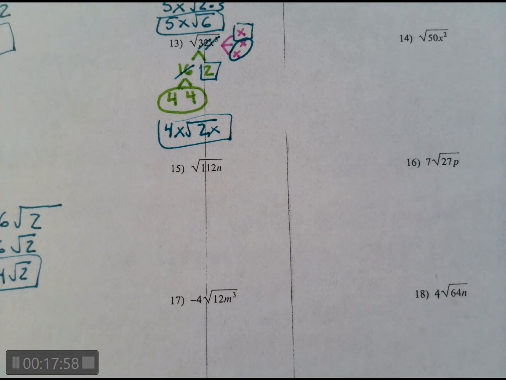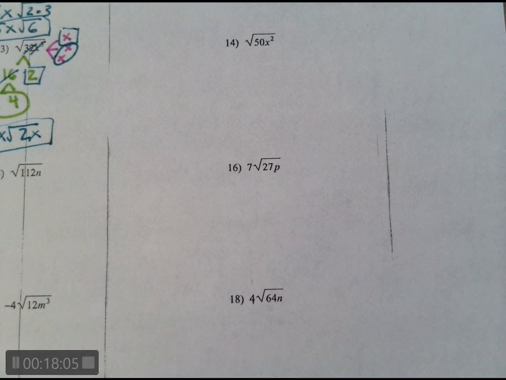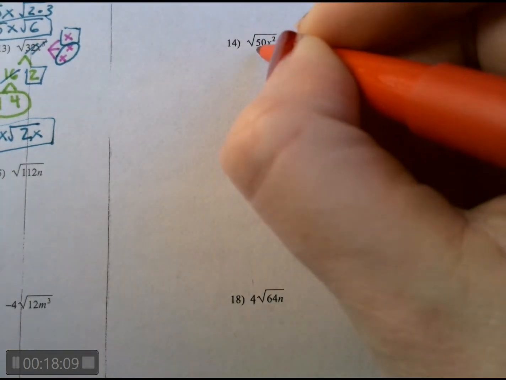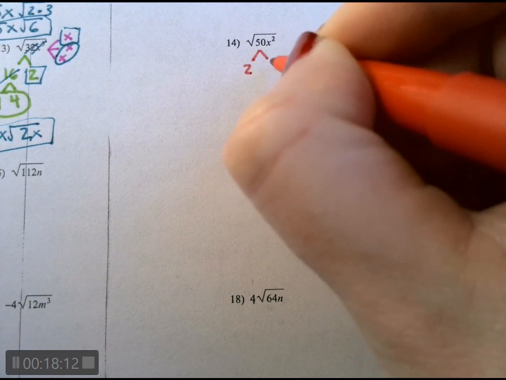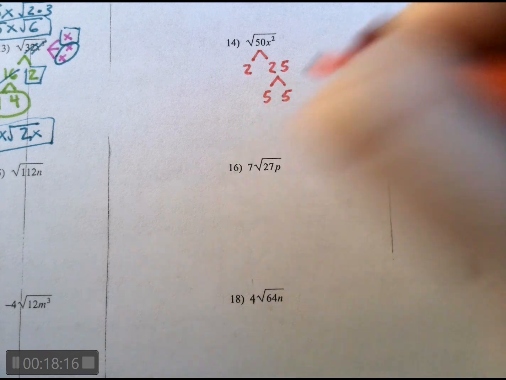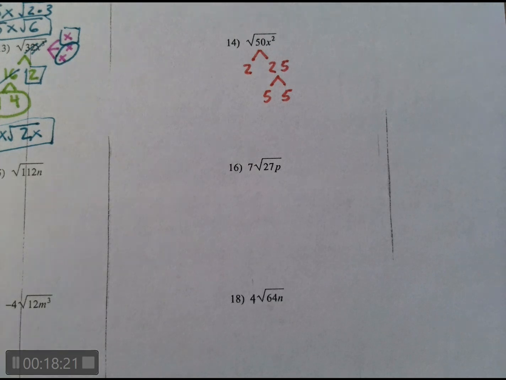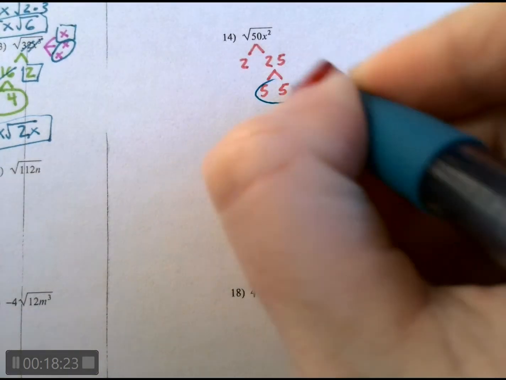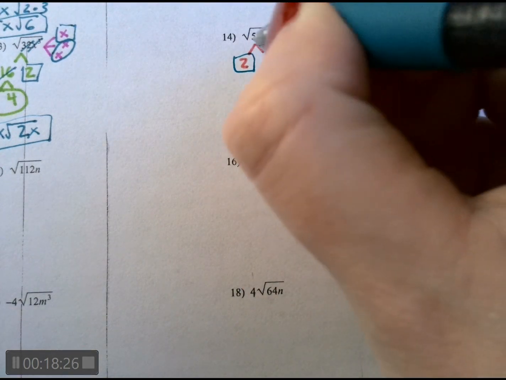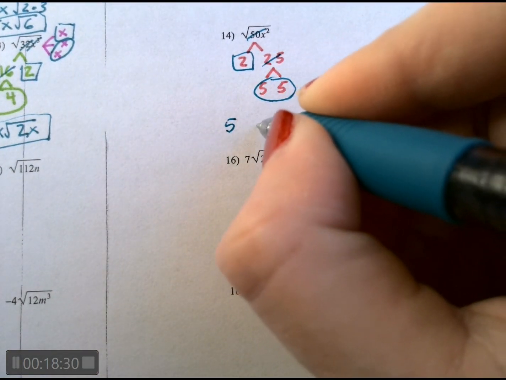Alright, let's try one more of these. Okay, we'll do 50x squared. So for 50x squared, find your pairs. Find your factors of 50, which are 2 and 25. 25, 5, and 5. They look like pairs. Okay, so 5 goes on the outside, leave a space.